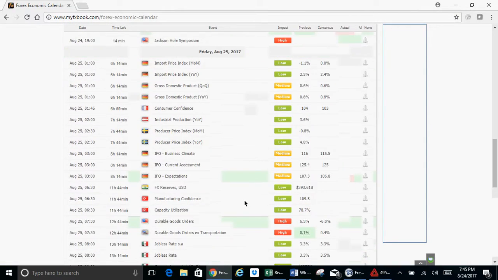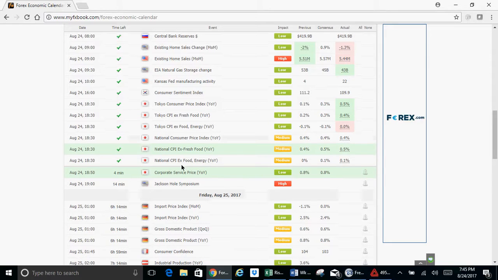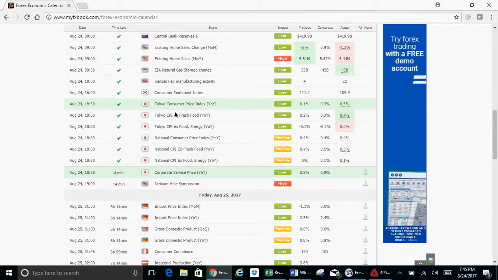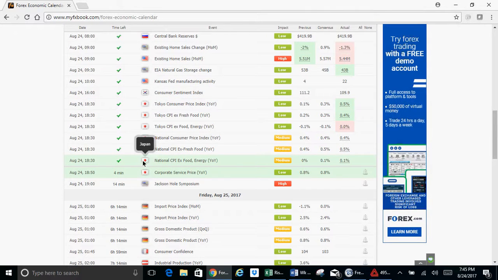And looking at what happened throughout the day, there were several low and medium impact Japan reports, and there's a low impact Japan report coming out. So nothing really going on in the last hour or so.